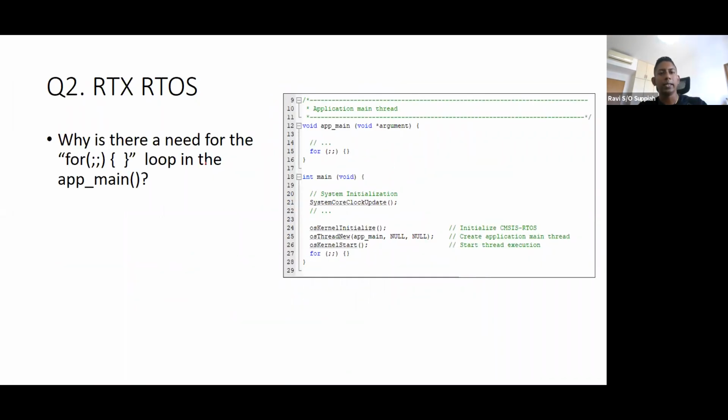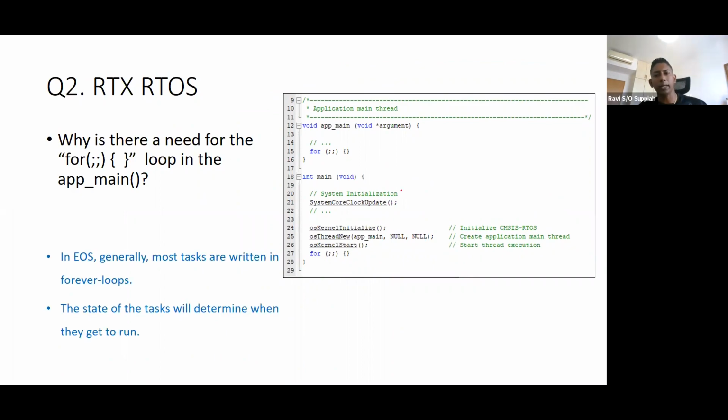So why is there a need for the for loop in add main? This is what I just explained. Because in an embedded OS context, we say that the task should run indefinitely, so we put everything inside a for loop. But we will put mechanisms in place for it to transition between one task and another task.